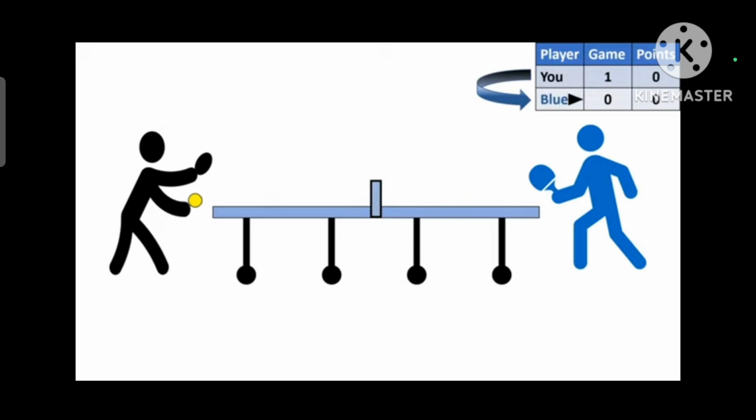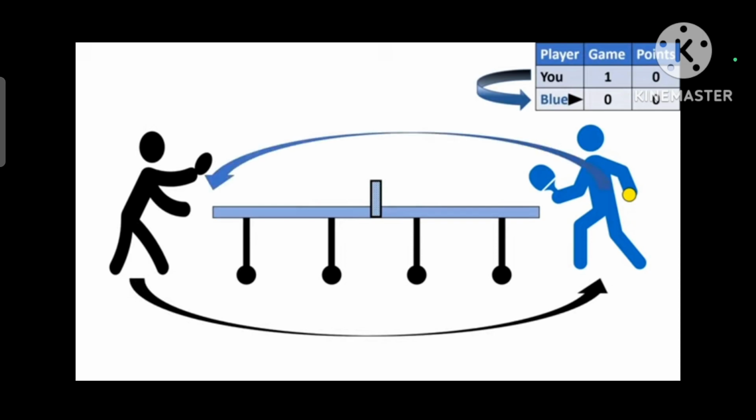Not only that, you also change sides as well. So you would go to the other side of the table and that person would come to your side of the table. So when does the match end? The match ends when you win 3 games. So you win 11 points to win 1 game, and if you win 3 games, then you win the whole match and you are a winner.